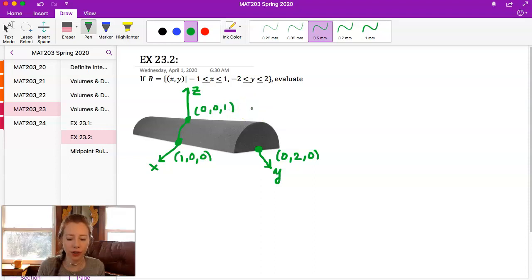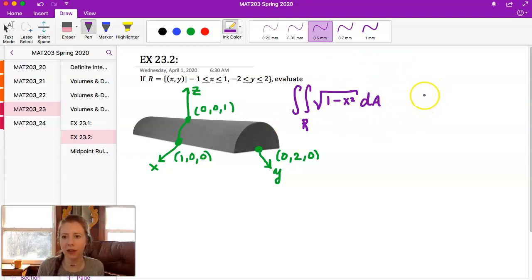And so we need to interpret this as a volume. And so we have our double integral over the region, and our equation is going to be the square root of 1 minus x squared dA. So that's going to be our function. And we're going to interpret this as a volume if z is equal to the square root of 1 minus x squared.